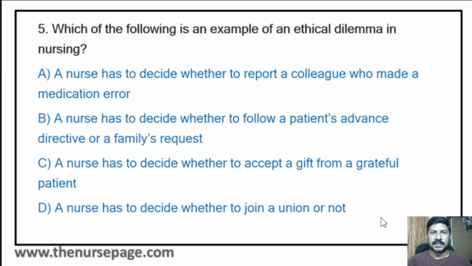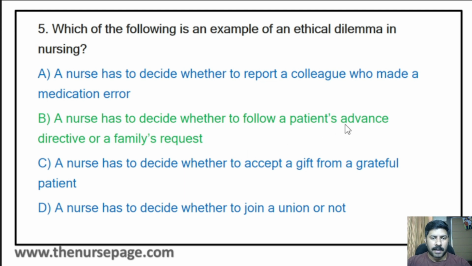Ethical dilemma means there will be a conflict between ethical principles. So when applying ethical principles, there will be a conflict, there will be a confusion. That condition is known as an ethical dilemma. So in these options, which one is an example of an ethical dilemma? Here the correct answer is option B. A nurse has to decide whether to follow the patient's advance directive or the family's request.